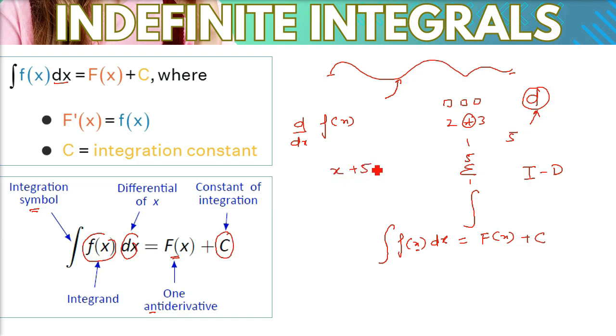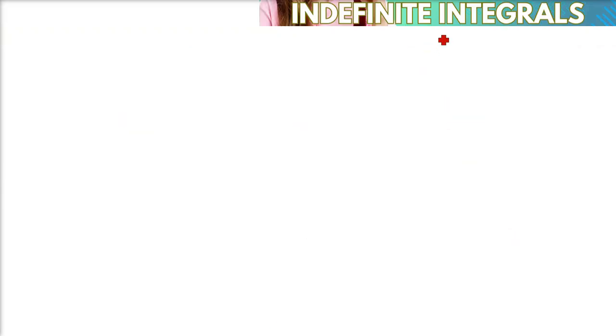For example, if you differentiate x plus 5, the differentiation of x is 1, but the differentiation of a constant value is always 0. Similarly, if you have another function, say x square plus 5, again the scenario remains the same. Differentiation of x square is 2x, but the differentiation of 5 is 0. So whenever we differentiate, the constant part is eliminated. So in order to get the reverse of it, that is the integration, we need to add a constant of integration. So this eliminated constant is plus c.